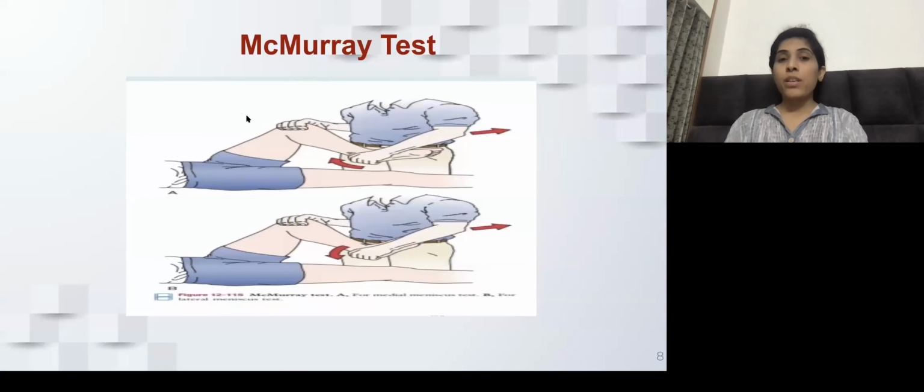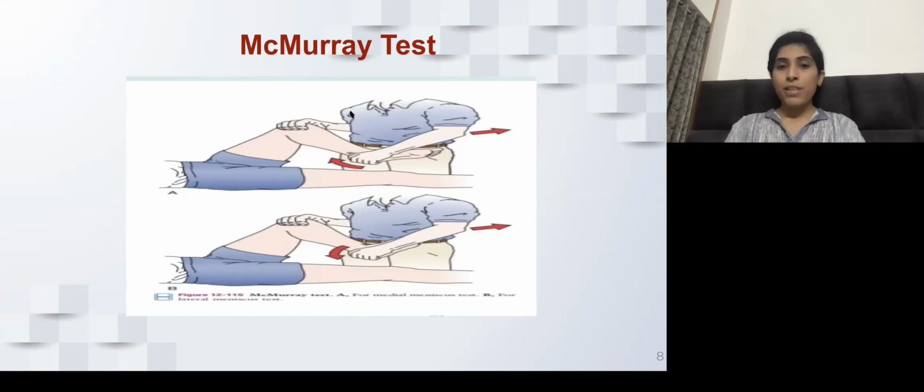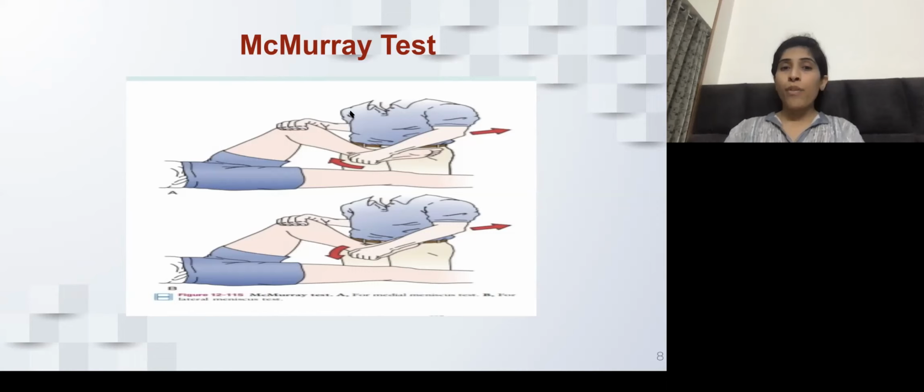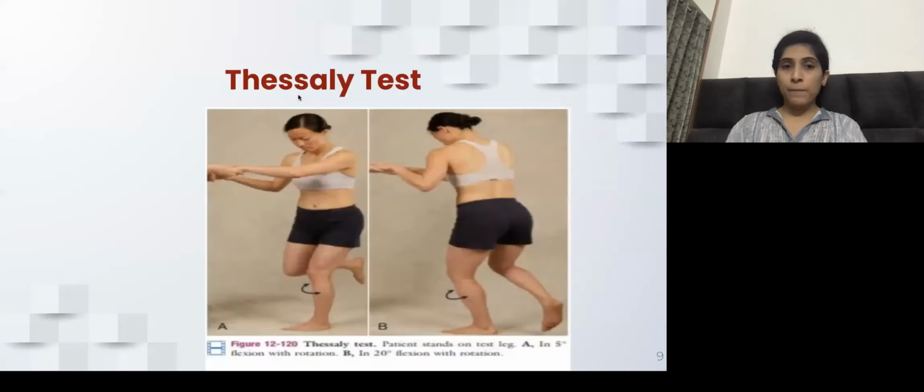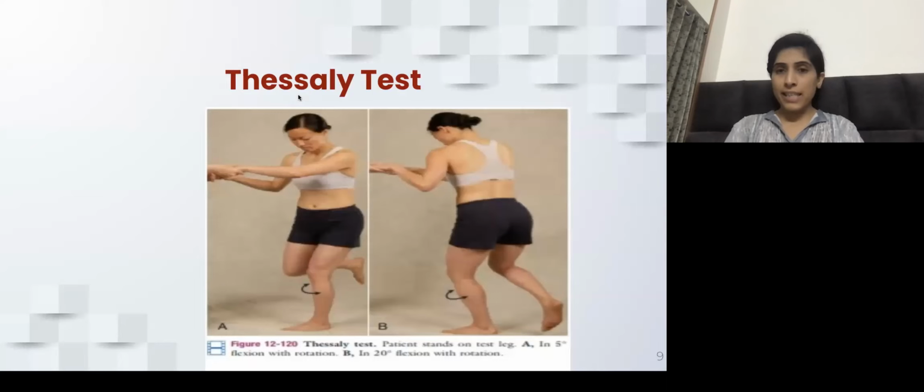In the McMurray test, the patient should be in the supine position. The therapist will lift the leg from the plinth, and along with this, the therapist will go for medial and lateral rotation motion, just to check whether the medial meniscus or the lateral meniscus is affected.